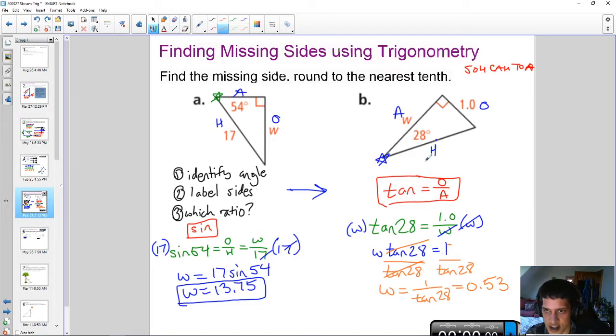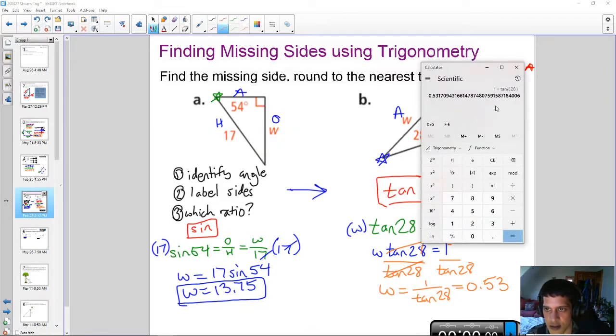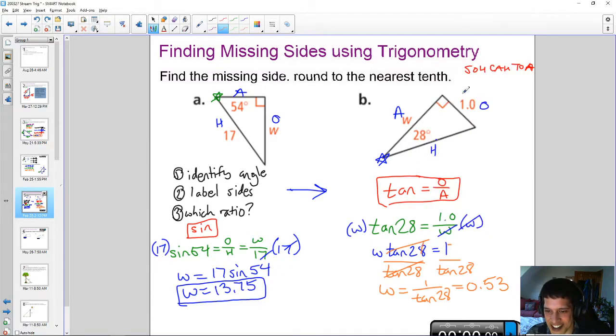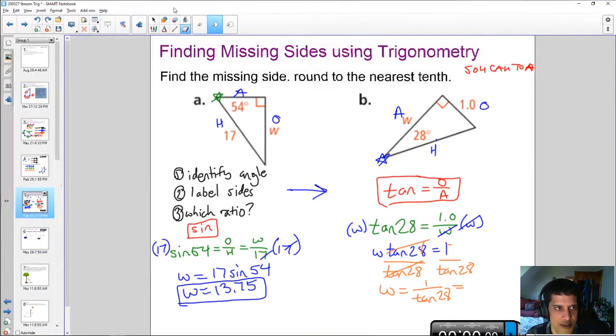Tangent of 28 equals opposite over adjacent. So that'd be 1 over W. 1 divided by tan 28. Oh, there we go. I didn't hit equals. I thought I did this right. 1.88. Okay, there we go. I didn't hit the equal sign.